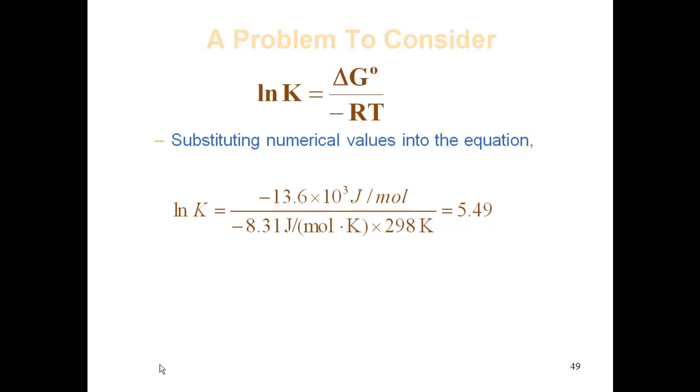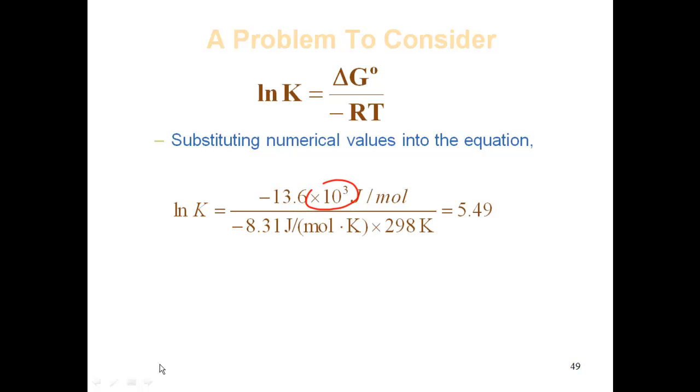Substituting in my values, I got a negative 13.6 times 10 to the third joules per mole for my delta G. Notice that it was given to me in kilojoules, but I converted it to joules by doing that 10 to the third because I want my units to cancel. So I had to change that. Divided by R, which is 8.31 joules per mole Kelvin, and divided by my temperature, which has to be in Kelvin, which is 298 Kelvin.